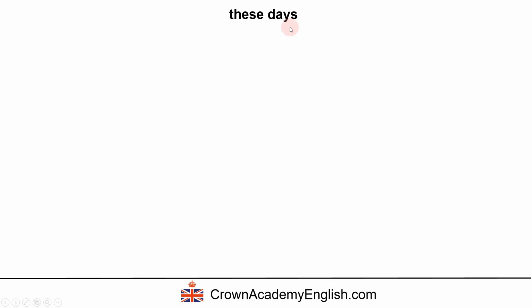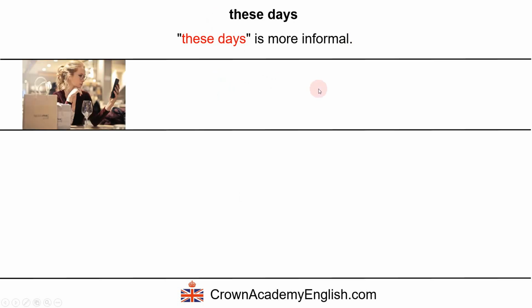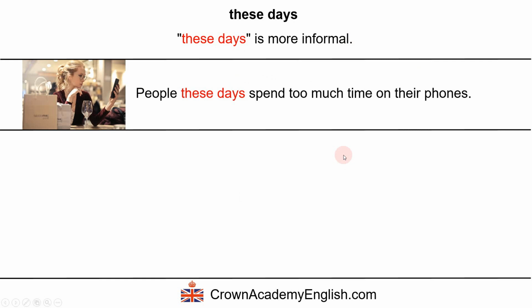So these days is more informal. Okay, it's more informal. So we use this much more in spoken English. And the meaning is the same as nowadays. So nowadays and these days, it's the same. And just look here, it is 2 words, it's 2 separate words. So let's look at some examples.